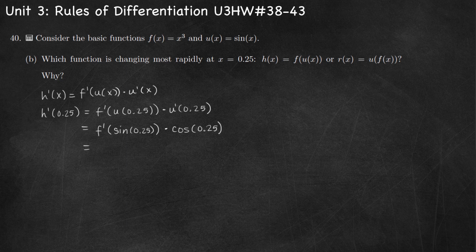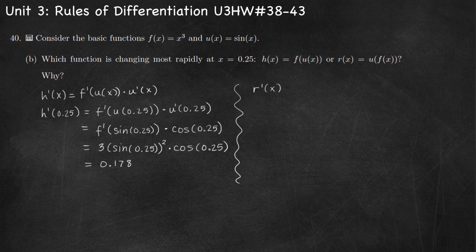And then f prime is 3x squared, so we have 3 times the sine of 0.25 squared times the cosine of 0.25. And now going to the calculator, this should give us 0.178. Okay, let's compare that to r prime of x.